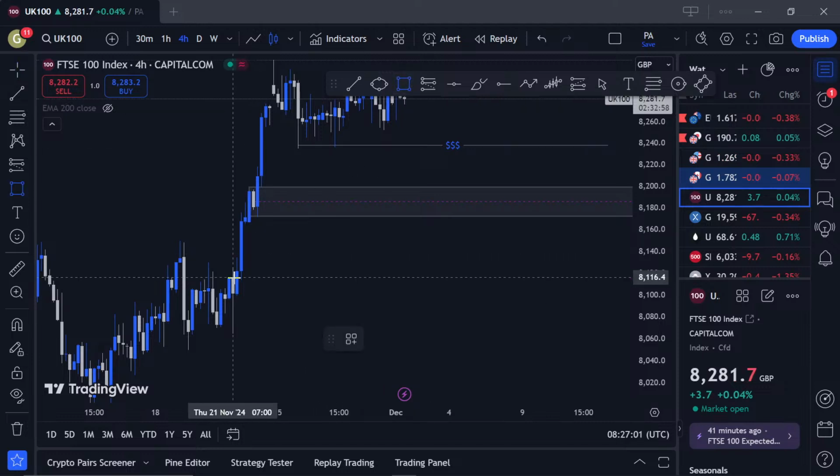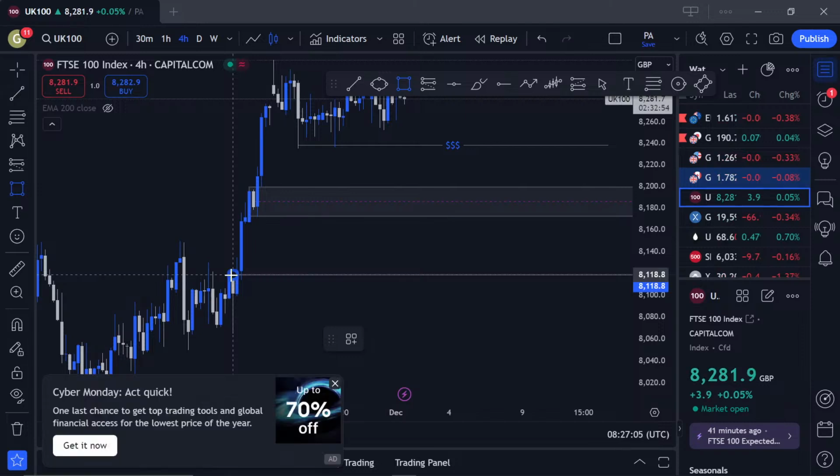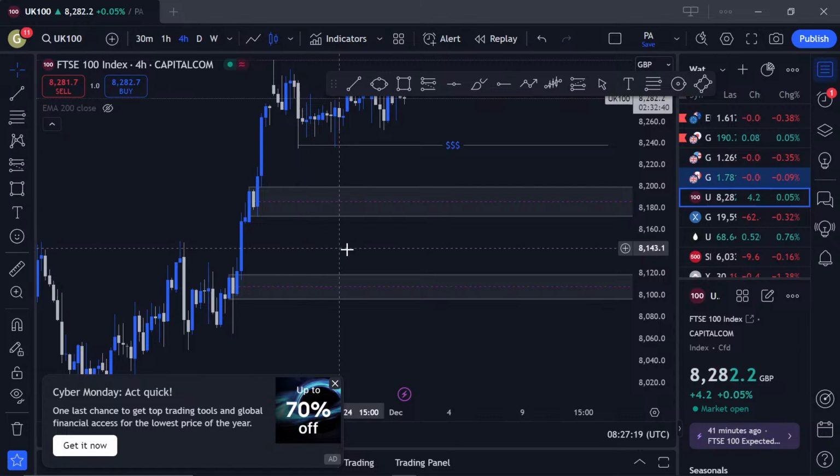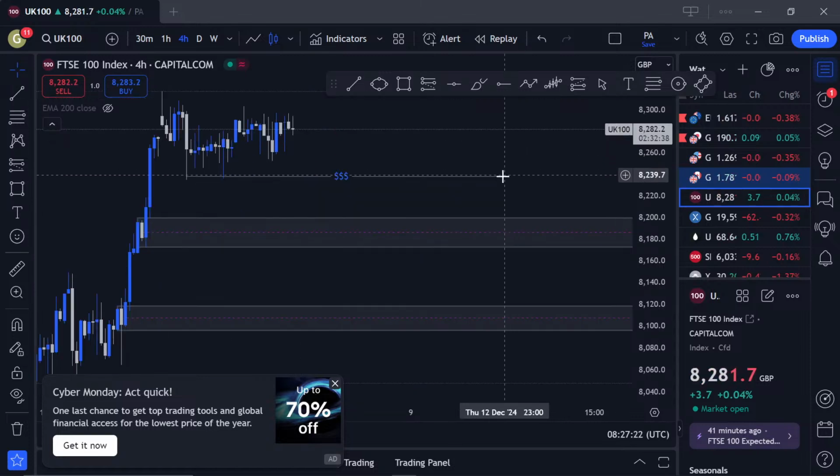Personally, as someone who has been trading UK 100 for quite a long time, I definitely know that it's going to react from the first one there. I definitely know it's going to react from this first demand over here, because I've been trading UK 100 for quite a long time and I've gotten decent reward from it, so I know how it acts.